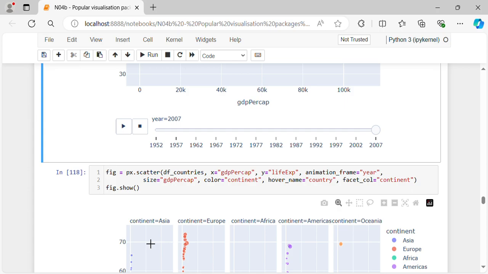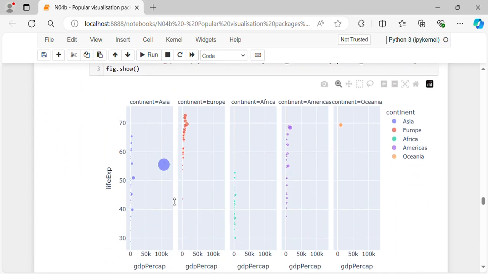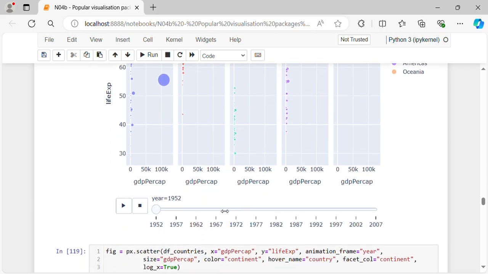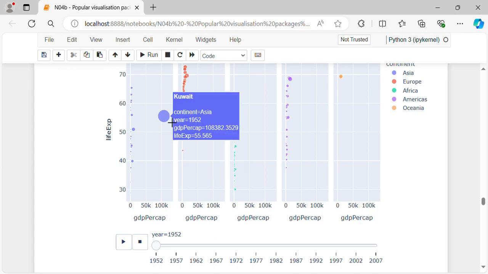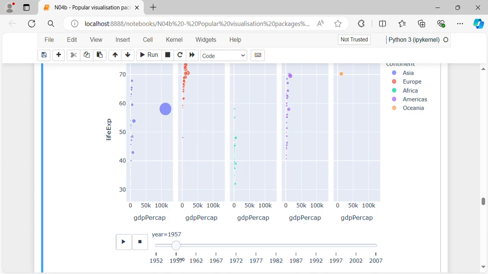And for now, we will add another parameter called facet_col, and that equals to continent. So each of these columns represent different continents. For Asia, for Europe, for Africa, for continent America, for continent Oceania. Let's look at 1957.